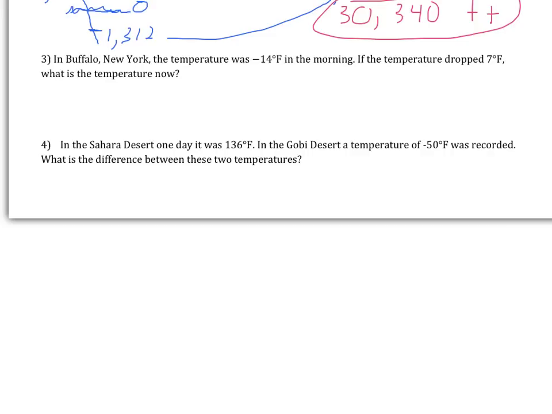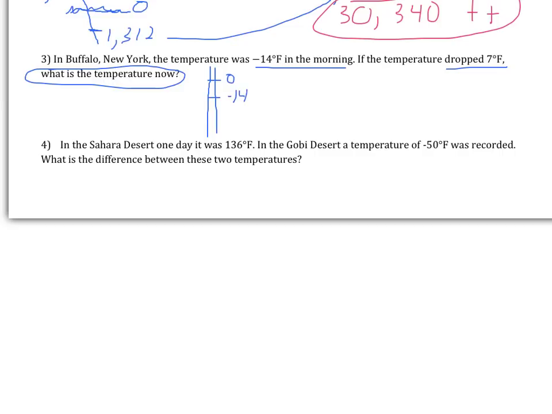Okay, last one we're going to do on the video. In Buffalo, New York, the temperature was negative 14 degrees in the morning. The temperature dropped 7 degrees Fahrenheit. What is the temperature now? So that's our question. What is the temperature now? Well, we can kind of model this using, I'm just going to draw a stick thermometer here. Let's say right here was 0. Right here is negative 14.